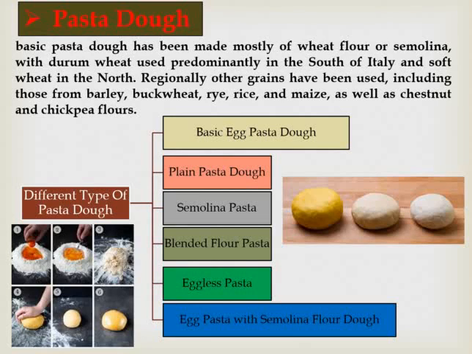First is basic egg pasta. Another is plain pasta dough. Next one is semolina pasta, an authentic Italian pasta prepared in Italian home cooking style. Next is blunt flour pasta. Next, for those people who are not using egg, they use another product to mix the pasta dough, so they can also make eggless pasta. Next is egg pasta with semolina flour dough. These are the different varieties of pasta dough available.